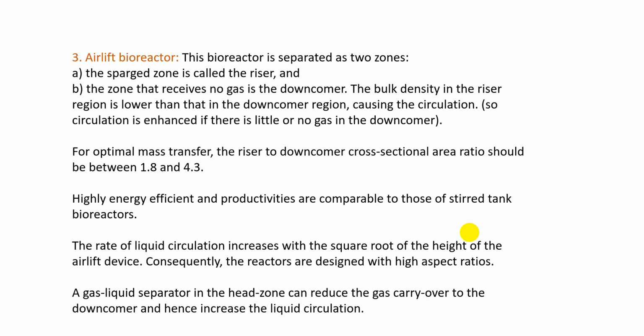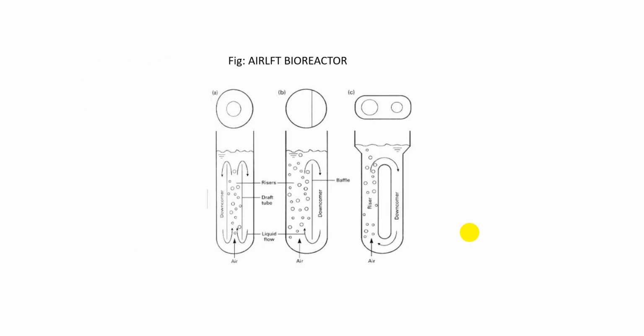For optimal mass transfer, it is the generation of biomass from the nutrients which are present in the culture medium provided in the vessel, so that nutrients or the carbon sources are converted into the biomass. So this is called mass transfer.